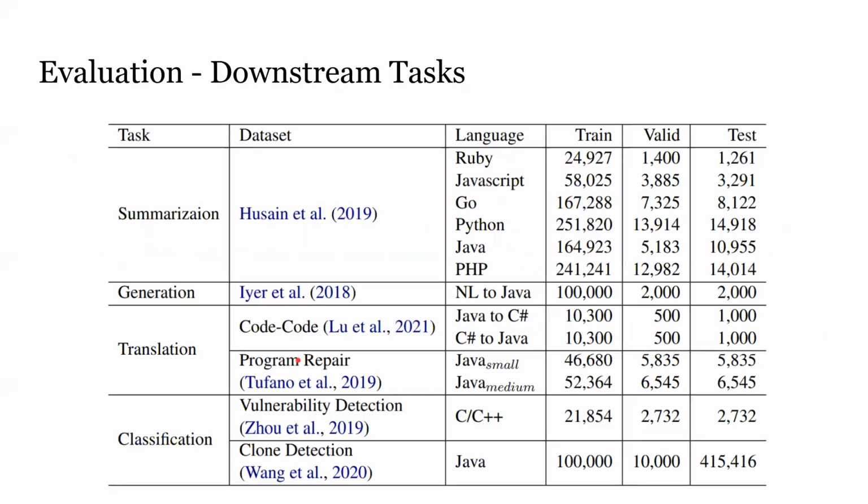We fine-tuned and evaluated PLBART on a large variety of software engineering tasks, including both understanding and generative tasks. Among the generative tasks, we evaluate PLBART on code summarization, code generation, and two different types of code translation. As for the understanding tasks, we evaluated PLBART on vulnerability detection and code clone detection.